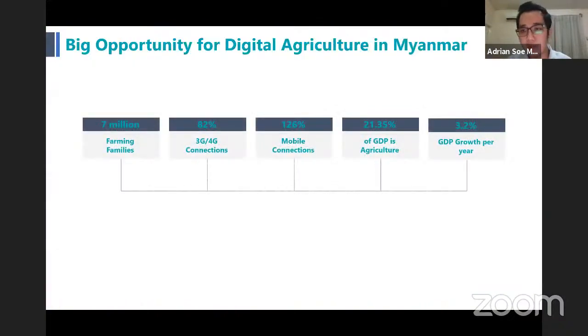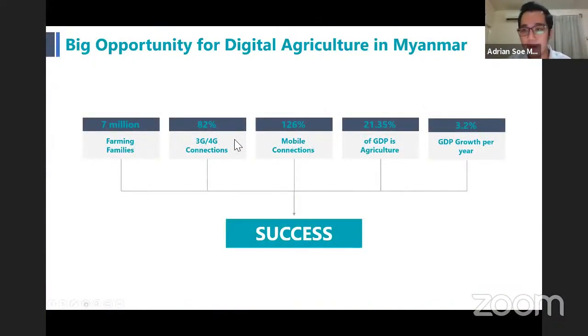So if you look at the numbers in Myanmar, we have about 7 million farming families. That's about 35 million of the population that is relying on the agriculture sector. 82% has 3G to 4G connection, with SIM penetration of more than 126%. And about 80% of every phone in Myanmar is actually a smartphone. So it has all the ingredients to be a successful digital agriculture country.